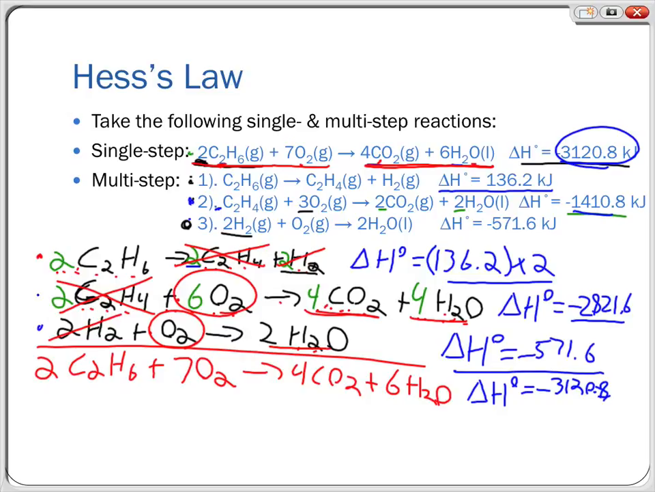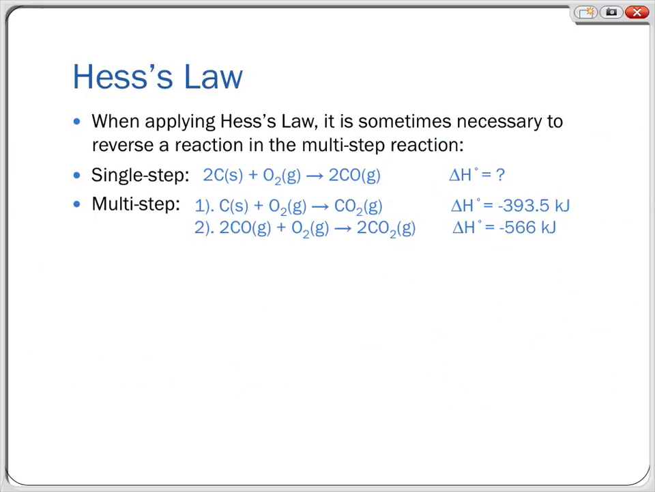And right now this seems like a little overkill, because here we already knew what delta H was. But we'll look at some cases where you don't know what delta H is for a single step reaction, but you do know what it is for several smaller reactions that you could add up to make the total. So let's take a look at some more of those.